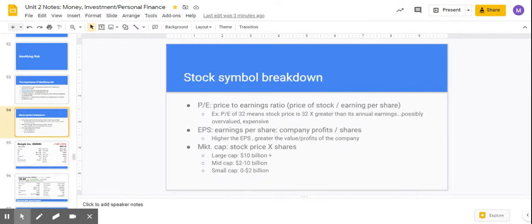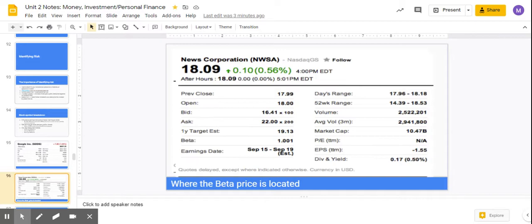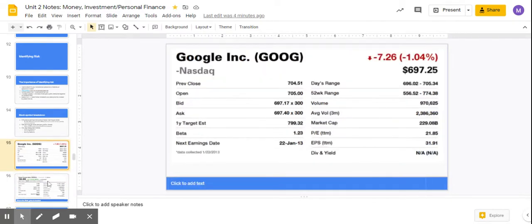To help you understand this, I'm going to skip ahead and show you a couple examples of stock symbols. This is one for Google. This is one for News Corporation. The terms we're going to look at today are market cap, price to earnings, earnings per share, and a beta symbol. We're going to start off with a beta symbol, and then we'll get into some of these, including volume and 52-week range as well.